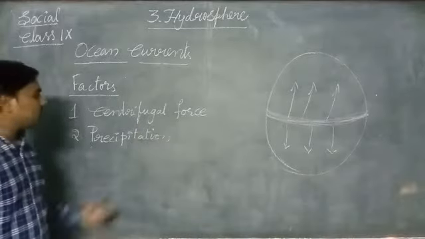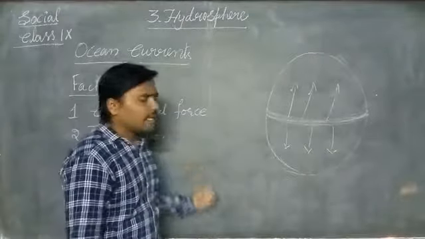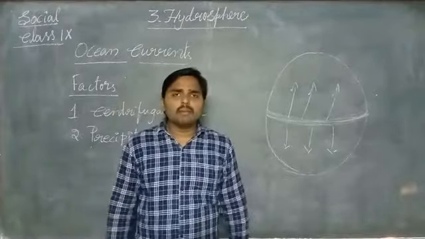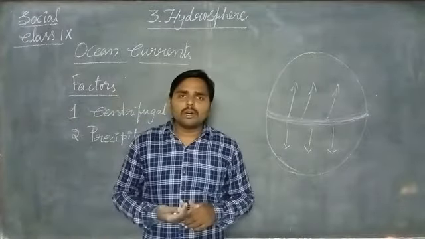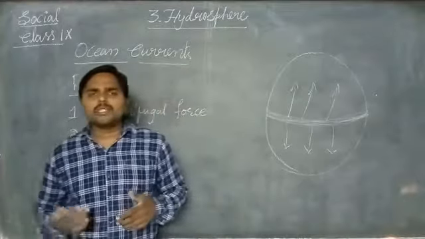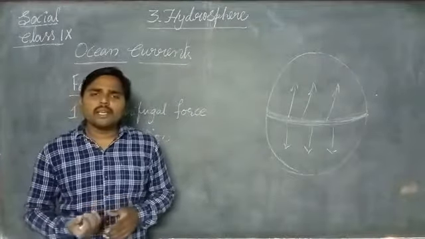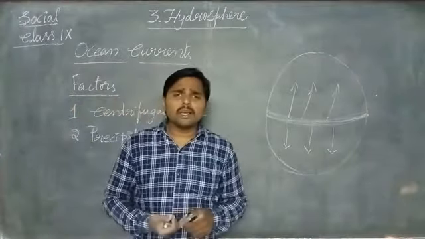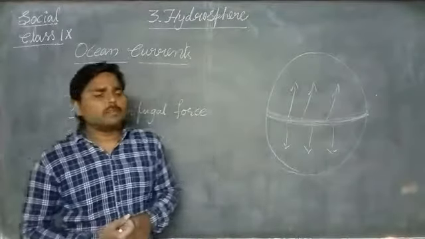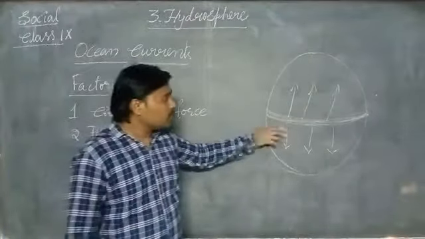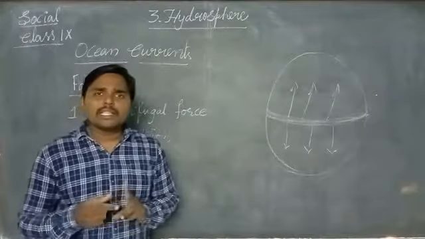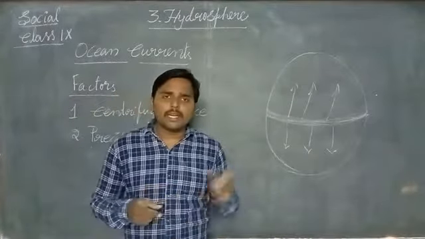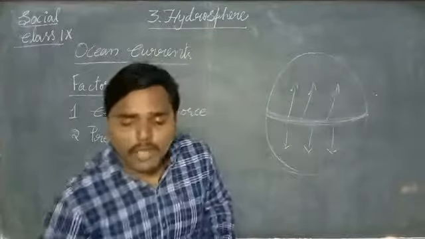Precipitation. Precipitation is nothing but the falling of rain, the falling of snow, or dew, hailstones. There are so many types of precipitation, but the equatorial region gets a very high amount of rainfall, and at the same time it receives a high amount of solar energy.